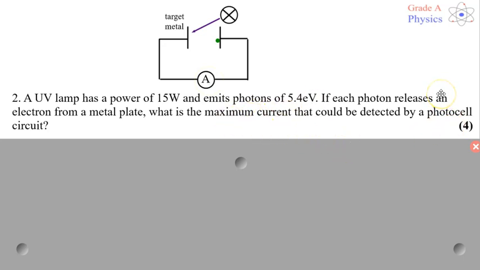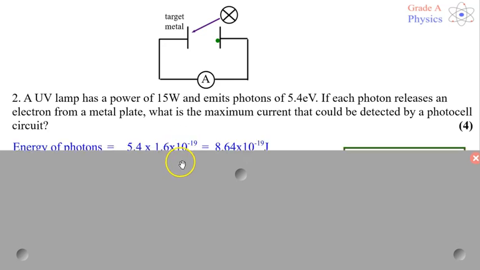So I would say this is a grade A/B type question. It's a bit more difficult. So we've got 15 watts, which is joules per second. We've got photons in eV, so we're going to have to convert that to joules. And then we need to think about current, so Q over t.